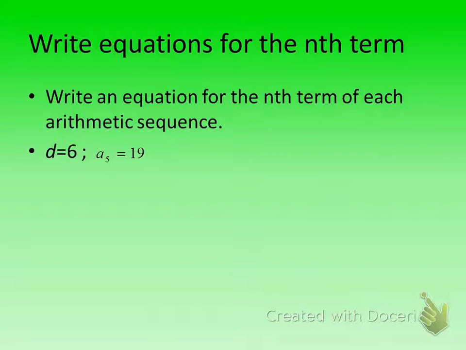All right, so write an equation for the nth term. So you want to do the same thing you did last time. We want to write that equation. But now you're given different things. You're given that D is 6, and you're given one of the terms, and you're told what place that term is. So you're told that A sub 5 is 19. So you're getting told that the 5th term is 19.